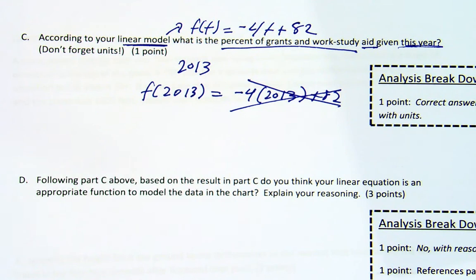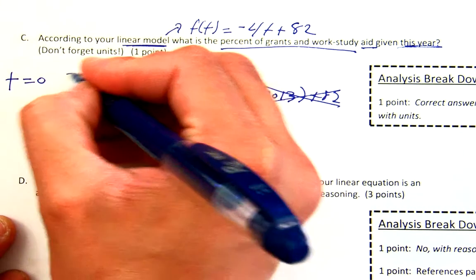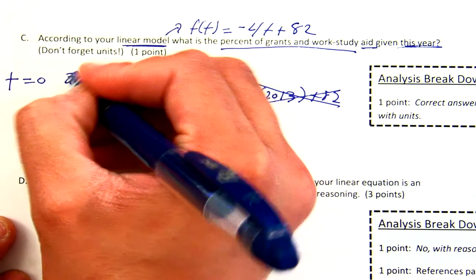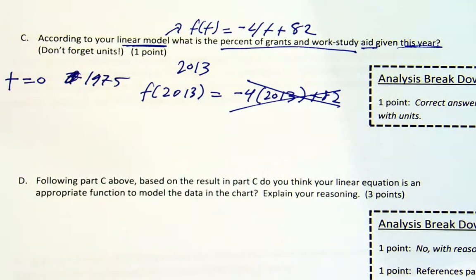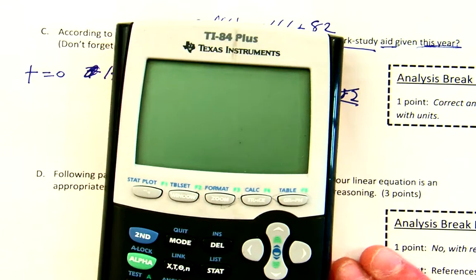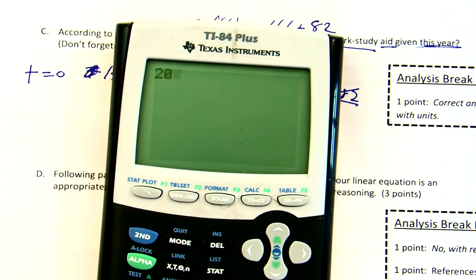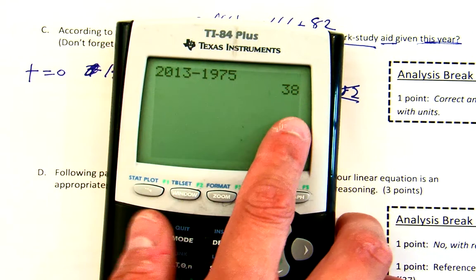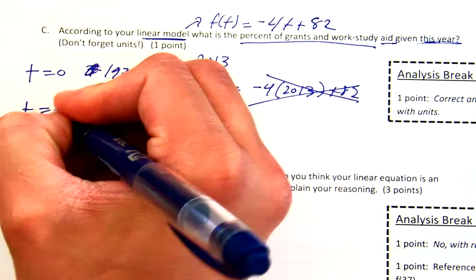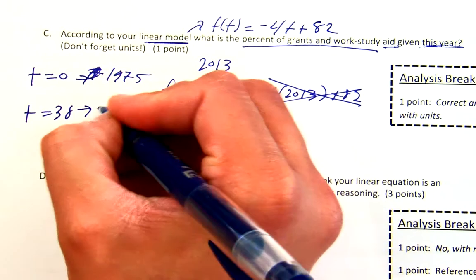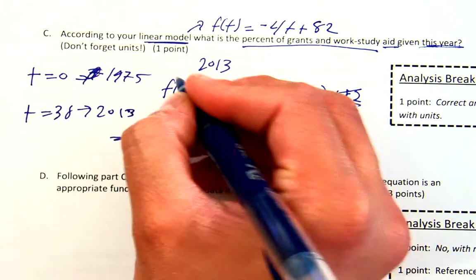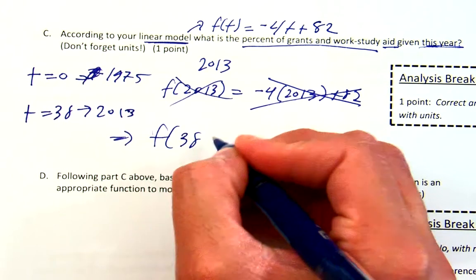What was our starting year? T equals 0 was 1975, right? So we take our calculator here and we figure out how many years have passed since 1975. So we're in the year 2013, right? And I take out what? 38 years. So T is what? T equals 38 corresponds to 2013. So this implies I really have to find f of 38, which is what?